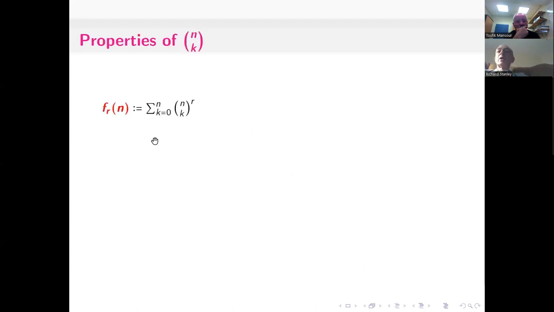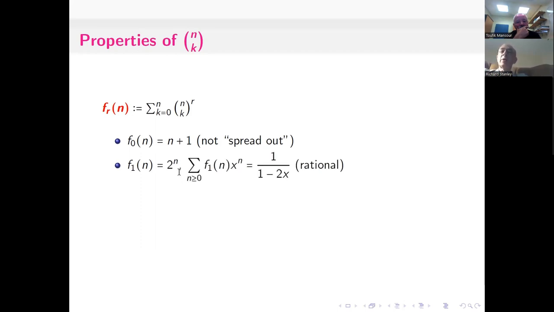One question in particular is the sums of the rth powers of the binomial coefficients at level k, or rank k. That is the sum of n choose k to the r, k equals 0 to n. You can call this fr of n. Of course, f0 of n, just the number of elements of rank n, is n plus 1, a linear function of n. When you look at lots of further examples, there seems to be a big difference between what happens when this number is small, like a linear rate of growth, and large, like an exponential rate of growth. F1 of n, the sum of the binomial coefficients n choose k, of course, is 2 to the n, and it has a rational generating function.